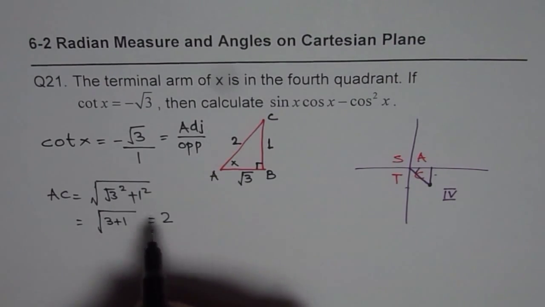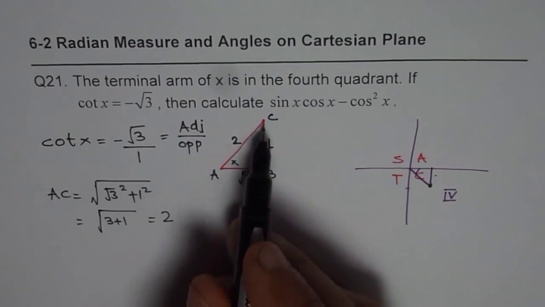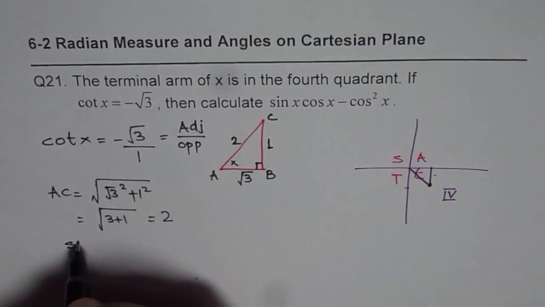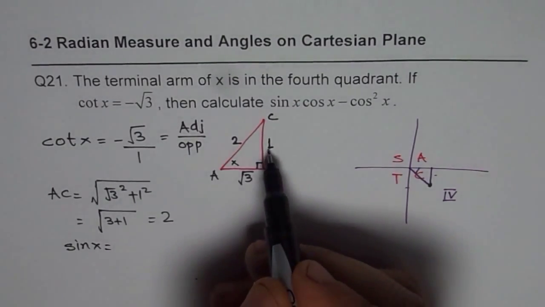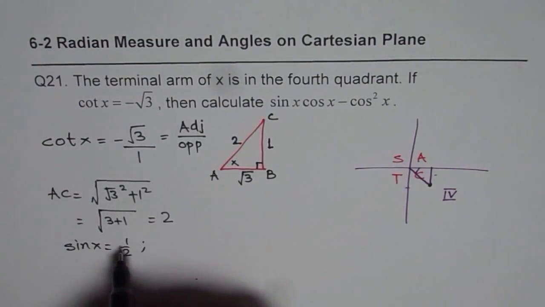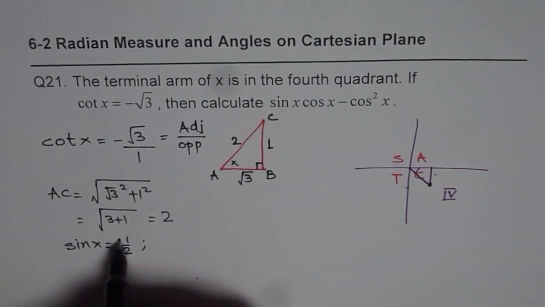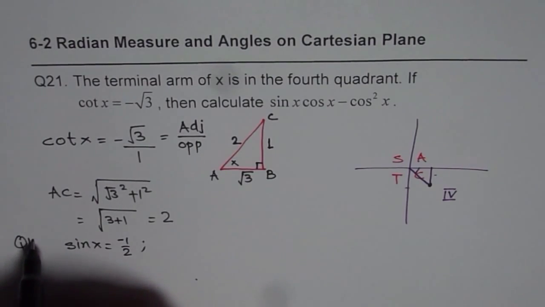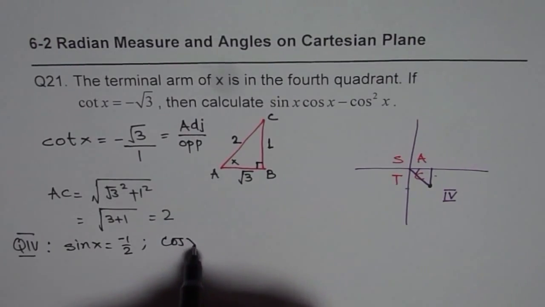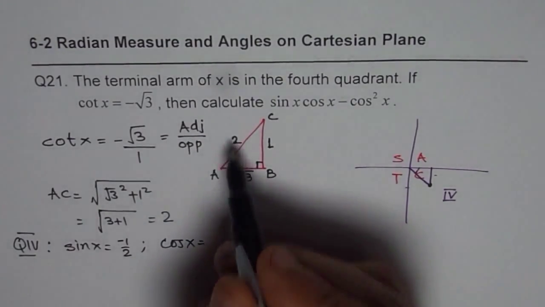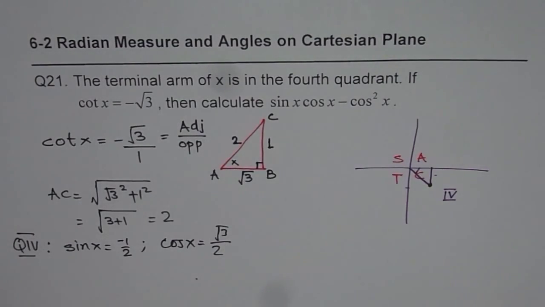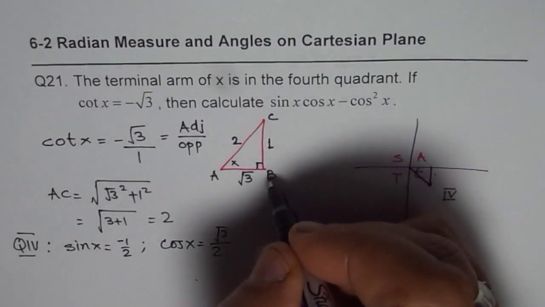So from this calculation, using this triangle, we can say that sine x is how much? Sine x will be equal to opposite over hypotenuse, which is negative half, since it is in quadrant 4. This is kind of important. We are working on quadrant 4. And cos x is going to be adjacent over hypotenuse, which is square root 3 over 2. Knowing this, we can solve the value for the expression given to us, right?